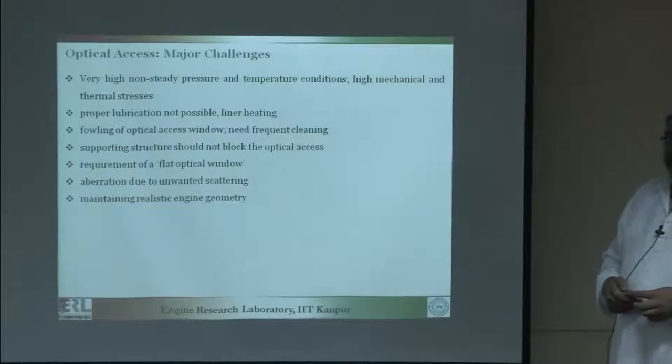But many a times, people don't worry about maintaining realistic geometry. For example, if you want a flat optical window, somebody may say, why should I have a circular piston? Why can't I have a square piston or a rectangular piston? Nobody stops you. As long as you are just studying the flow, nobody stops you. So people have made all kinds of geometries, oval geometries, square geometries, just to study the flow. Obviously, getting combustion in such an engine will be rather difficult. I am not aware of square pistons having combustion, but if you want to have combustion, I think the round geometry is the best.